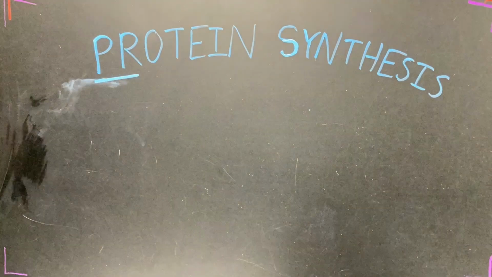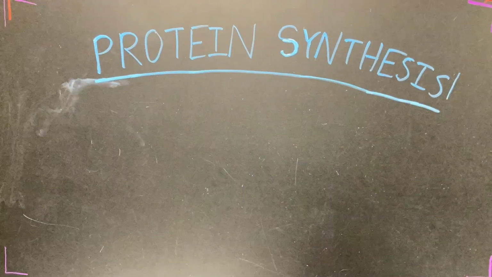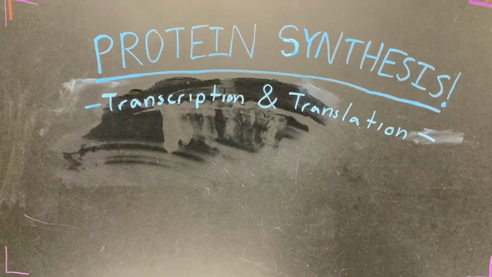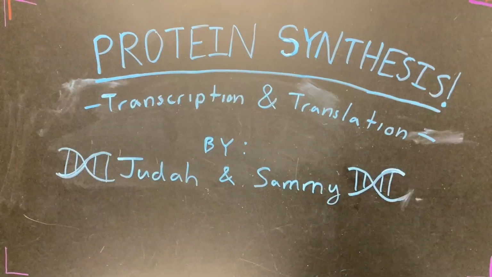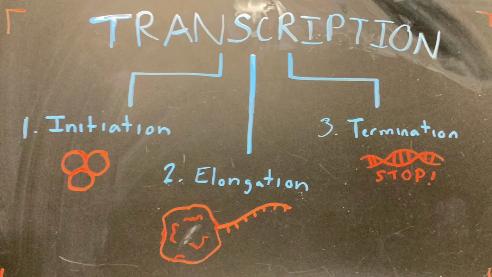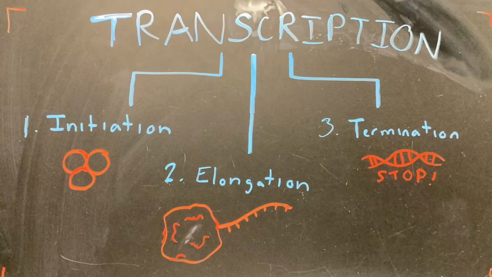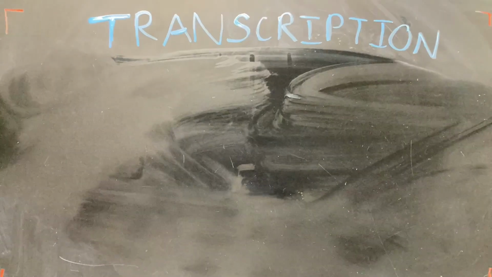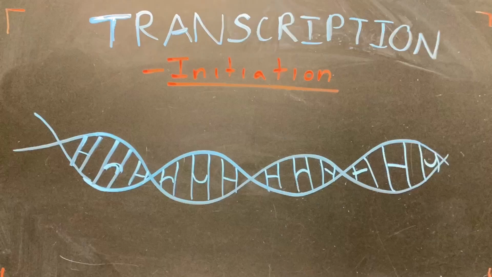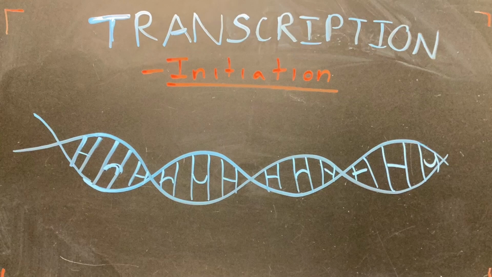Just as how DNA strands are necessary for mitosis to occur, they are also used for the creation of proteins. Let's take a look. Protein synthesis, transcription, and translation. The first step in the process of protein synthesis is transcription, which can be broken down into three parts: initiation, elongation, and termination. The first step, initiation, begins inside the nucleus of a cell on a loose strand of DNA.